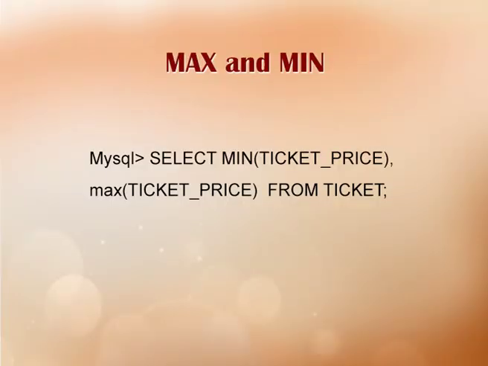Let us see the SQL command select minimum. Here you have to use the keyword min upon ticket price and then max upon ticket price from ticket. So here I am selecting the ticket price column and I am finding the minimum value and the maximum value from the ticket table to be displayed. So this is how we can use the min command and the max command.